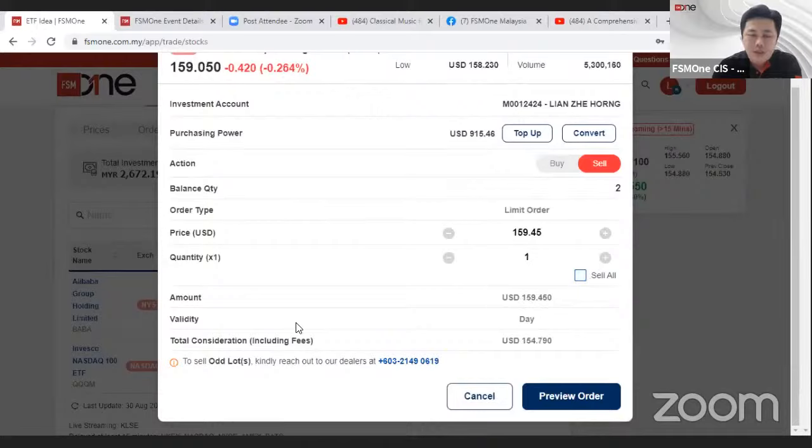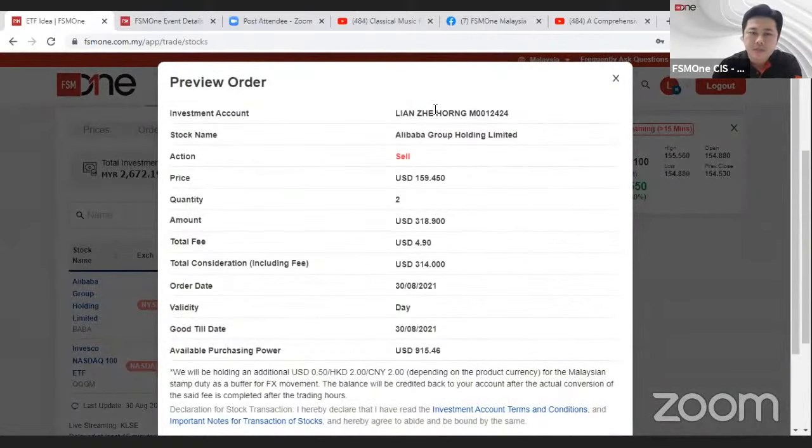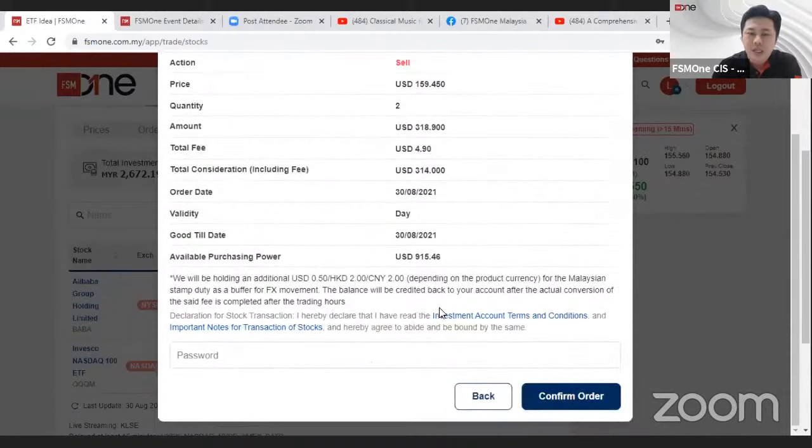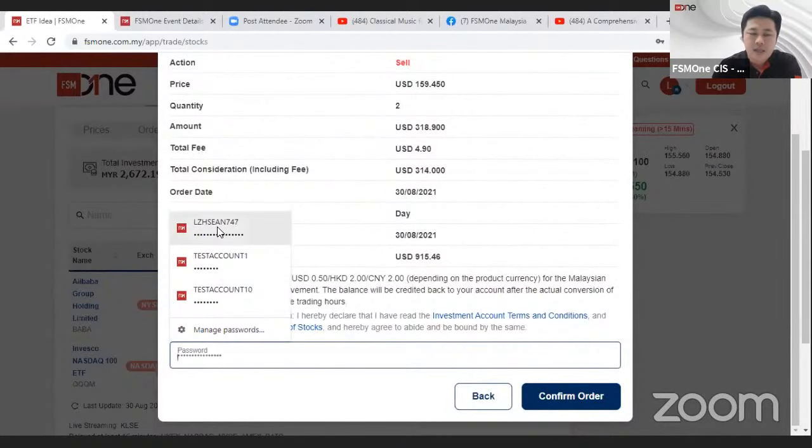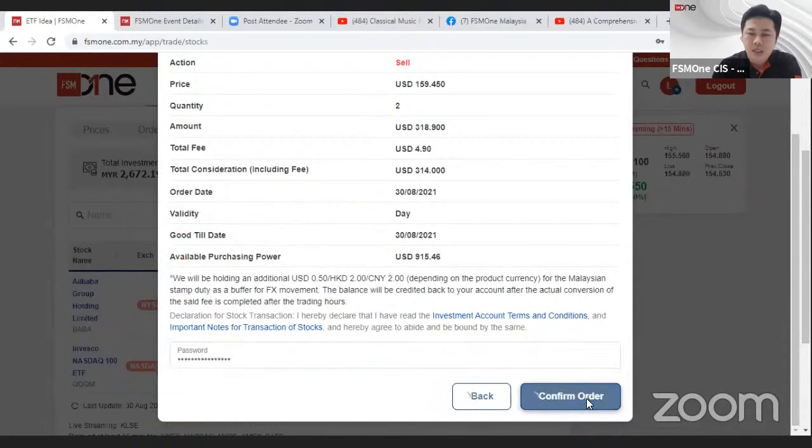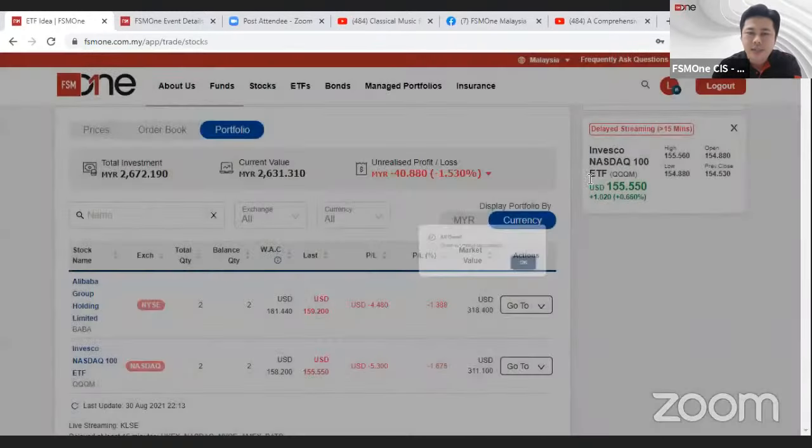And then we will let you know the total amount that you sell and the net redemption amount that you will get after net of the fee. So all the information will be available here. If I click sell all, this will be the preview order for you to go through. If everything is correct, then I can key in my password and confirm the sell order.